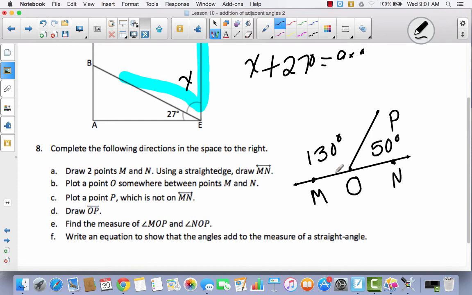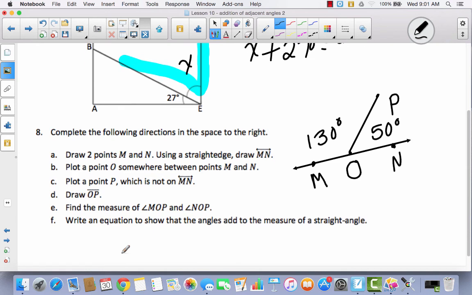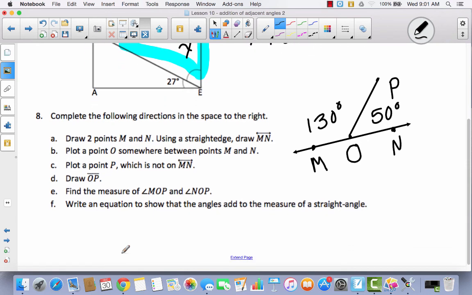But when I add these two together, they should equal the straight angle, which is 180 degrees. So that's what the last part, F, is. Write an equation to show the angles add to the measure of a straight angle. So I'm going to say 130 degrees plus 50 degrees equals 180 degrees. Again, your angles will be different from mine, but they should equal somewhere close to 180 degrees. It may be off a couple of degrees because your measurements and your lines aren't exactly perfect, but it should be really similar.